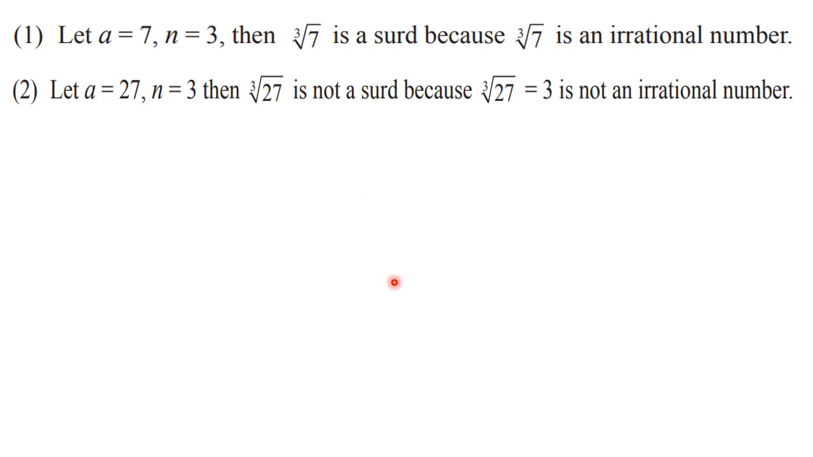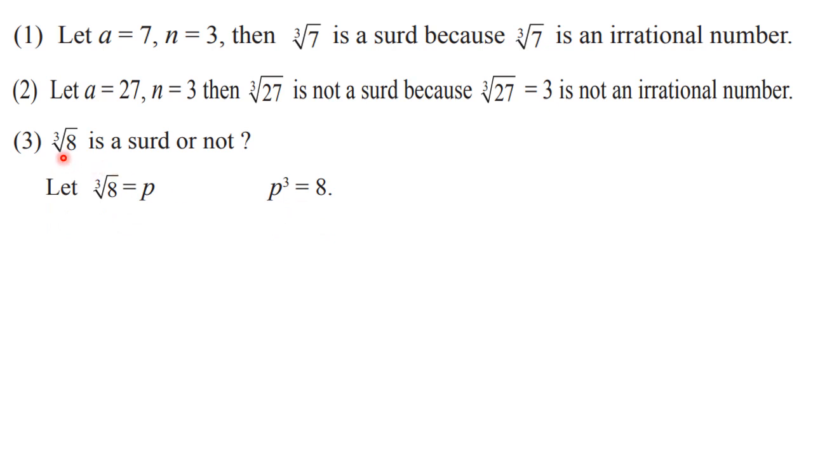Let us go further. Let us take one more example. Cube root of 8. Is it a surd or not? If you see this example, immediately you will say that it is not a surd. Why? Because cube root of 8 is 2. You know that. But here in the textbook it is explained in a different way. So let us see it.